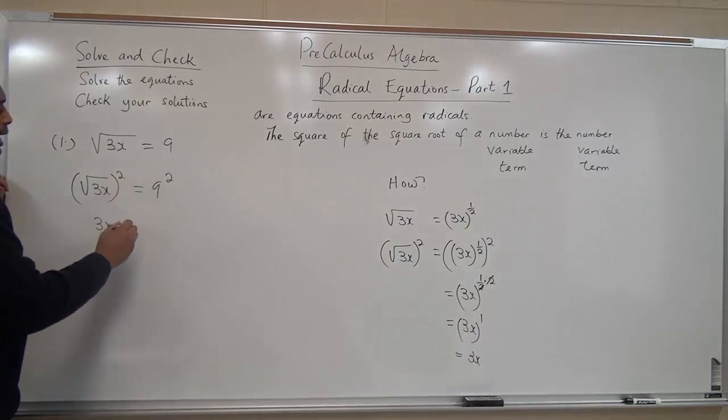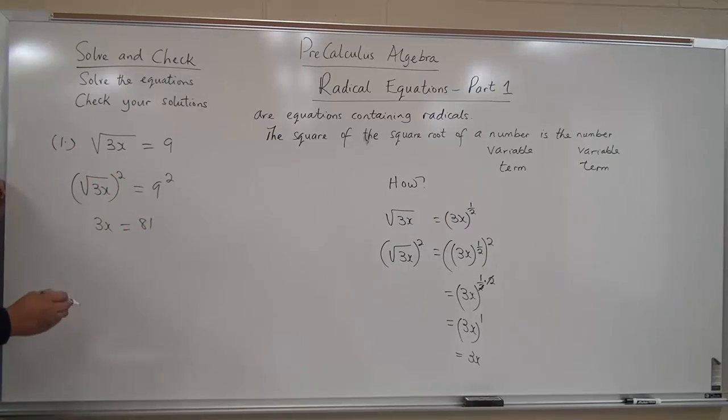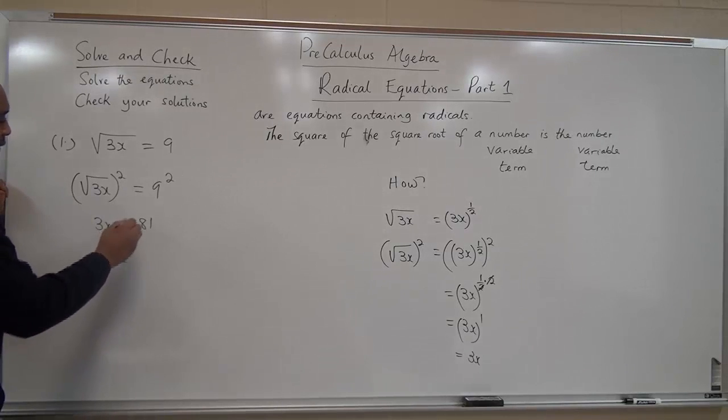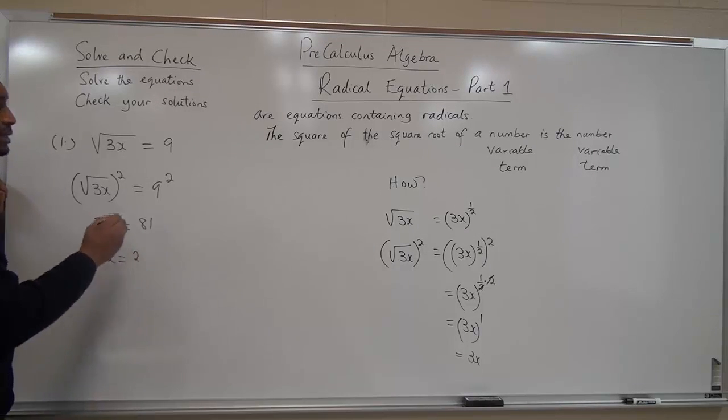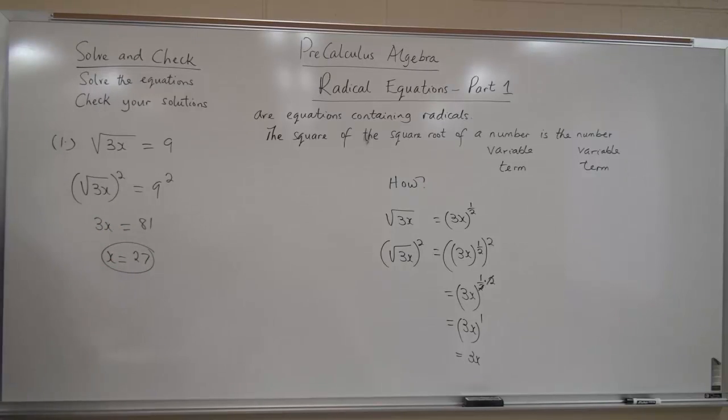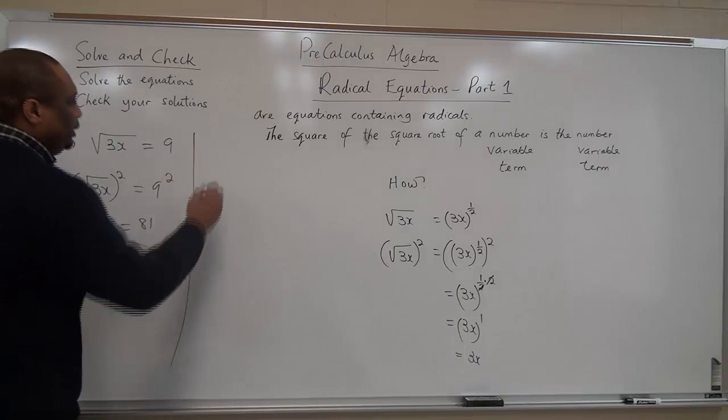So 3x will now be, 9 squared is 81. And you divide both sides by 3. 3 into 8 is 2, 6, 21, 7. x will be 27. Now, do you stop here? No, you don't stop here. You check. So how do we check? We write check.